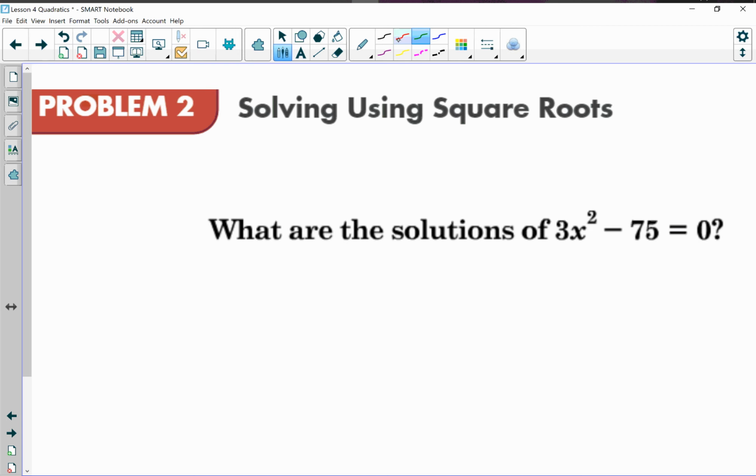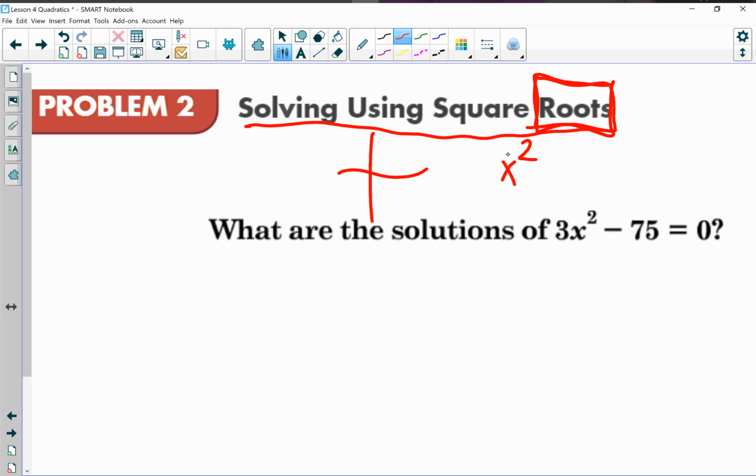Okay, solving by square roots. So here's a different way to solve it without having to graph. We're going to solve by square roots. That's why these are called roots, because a quadratic is an x squared, basically. And we can get rid of squared by square rooting. So that's why our solutions are also called roots.